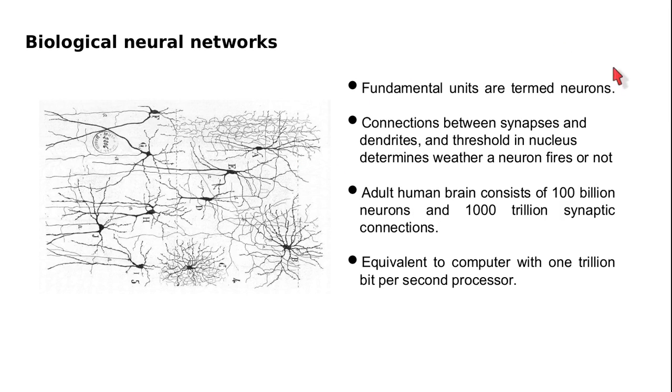So the fundamental units which allow us to take decisions in the brain are neurons. The connections between synapses and dendrites and the threshold in the nucleus determine whether a specific neuron will fire or not. And all of these connections lead to a very complex network. For instance, the adult human brain consists of about 100 billion neurons and several trillion synaptic connections. And simulating all of this in a computer would require huge amounts of compute power.